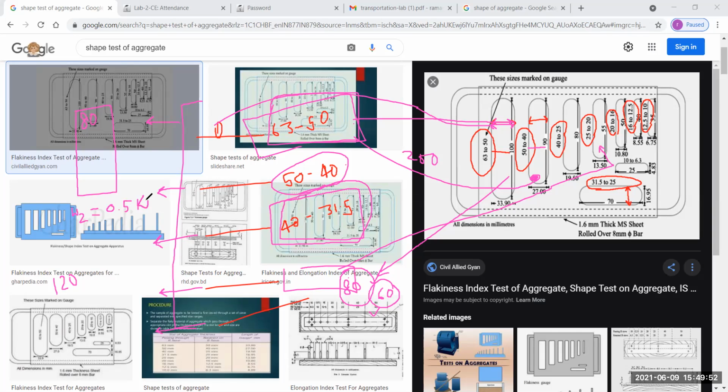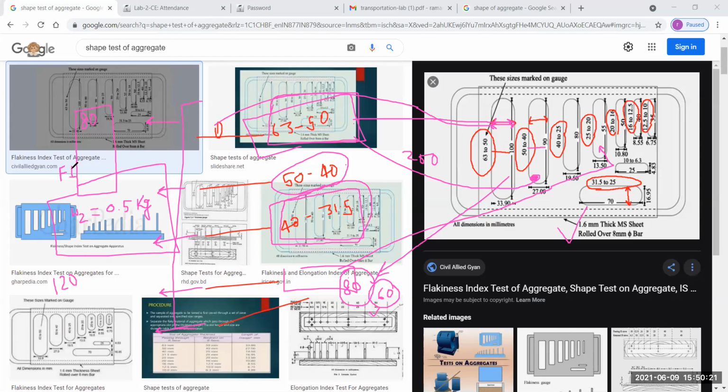So you take only the aggregate which is passing through this thickness gauge. This is your thickness gauge. The aggregate which is passing through different sizes of slots, you count the number of aggregate, then weigh the aggregate, and the weight is expressed in the form of W2. Then our flakiness index is given as flakiness index Fi.